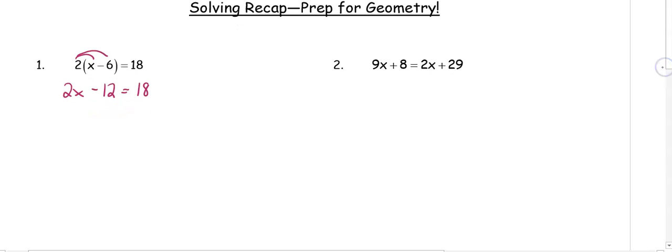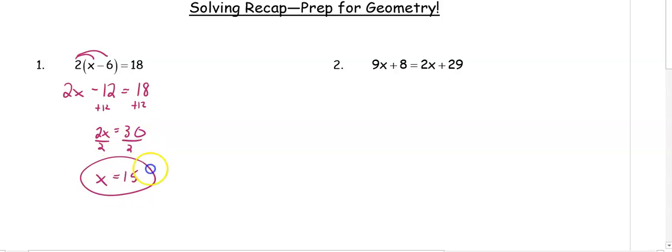Then we're going to use our inverse operations to solve for x. So remember, we want to add or subtract numbers over first, and then last multiply or divide to get the variable by itself. So I'm going to add 12 to both sides. I get 2x = 30. And then I'm going to divide both sides by 2, and I get x = 15.